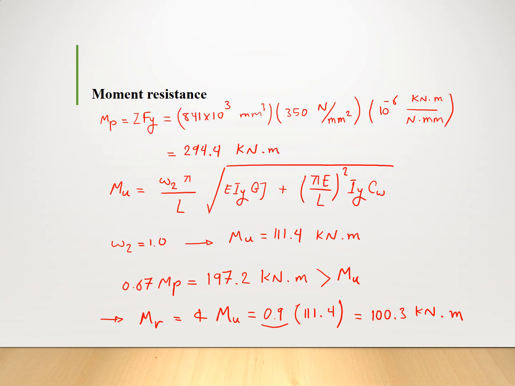We found phi 0.9 based on clause 13.1, and these formulas come from clause 13.6a.